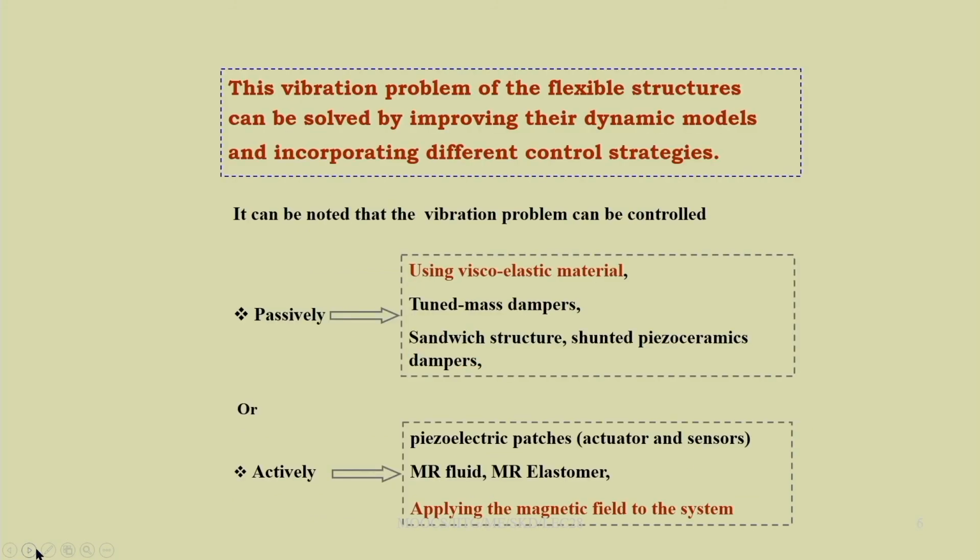This vibration problem of the flexible structures can be solved by improving their dynamic models and incorporating different control strategies. It can be noted that the vibration problem can be controlled passively or actively. We can control this vibration passively by using, for example, viscoelastic material, tuned mass damper, sandwich structure, shunted piezoceramic materials and dampers. We will take all these examples of how passively we can control the structure.